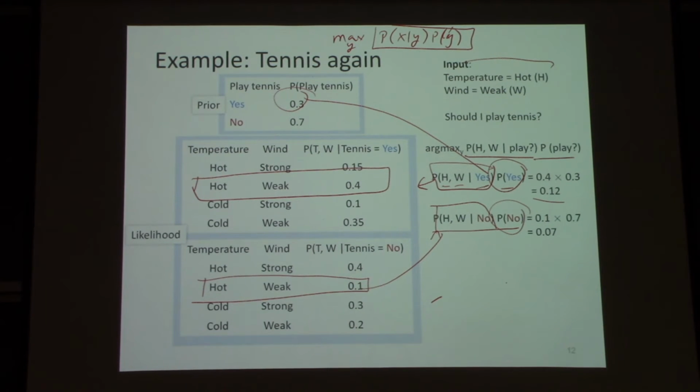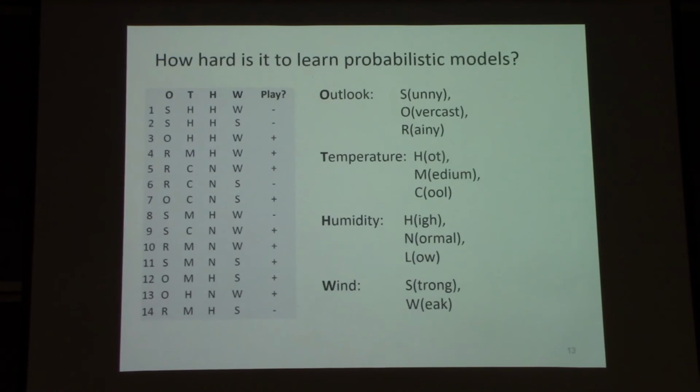Okay, good questions, and let's move ahead. So the MAP prediction is yes, so no surprise there. All we need to do now is to learn these numbers. Let's think about how hard it is to learn these numbers. This is the entire table that we saw when we were talking about decision trees, and let's count how many entries the likelihood and the prior tables would have.